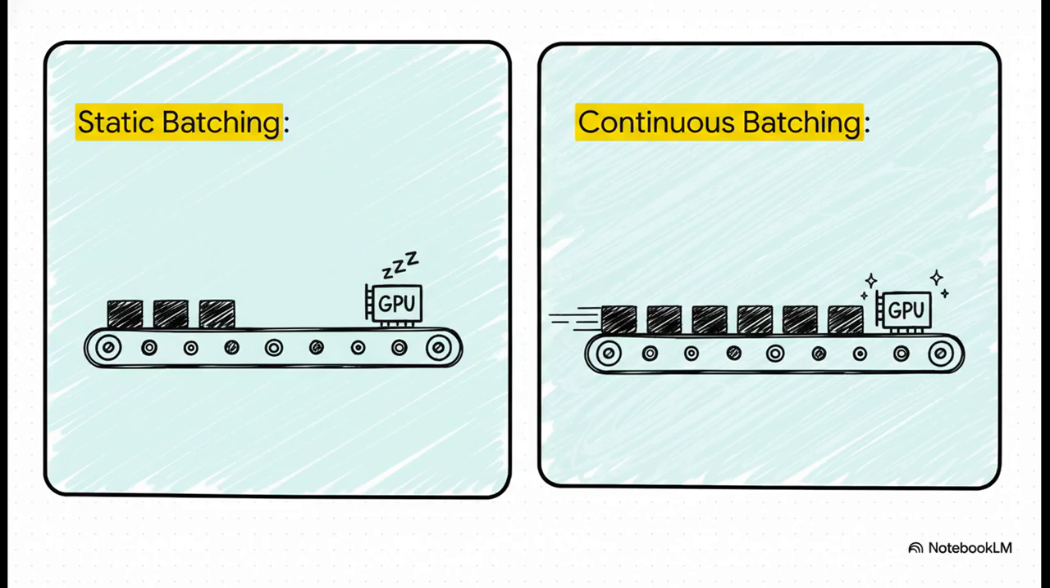See, old systems would take a group of requests, a batch, and they'd have to wait for the very last one to finish before starting the next group. This meant the GPU was just sitting around, idle a lot of the time. But vLLM dynamically slips new requests into the queue the second there's a free spot. It keeps that expensive GPU working nonstop and just blows the doors off the competition in terms of throughput.